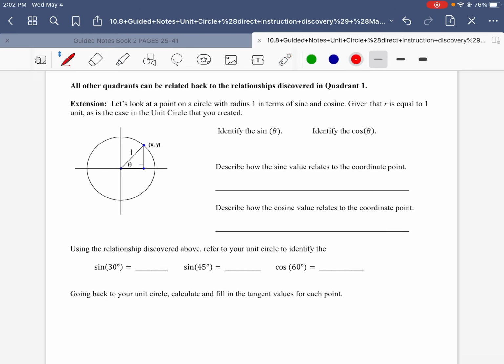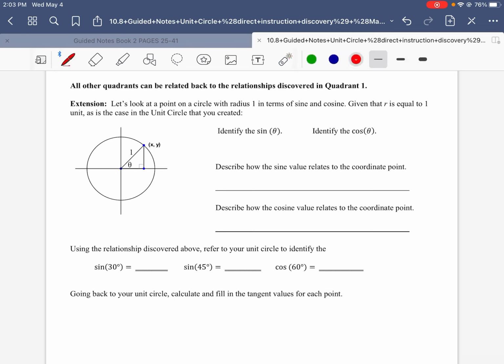This says, let's look at a point on the circle with radius 1. So again, it's the unit circle in terms of sine and cosine. Given that r is equal to 1 unit, as drawn here on the graph, x, y could represent any point on the graph. You'll notice that we put theta in here, so this is not just about one angle. It'll apply to any angle at any time on the unit circle. It could be one that was up here, if that was theta. So we just want to find something that's true all the time for every angle, so we're using theta.